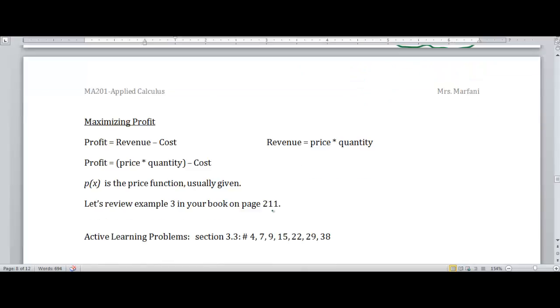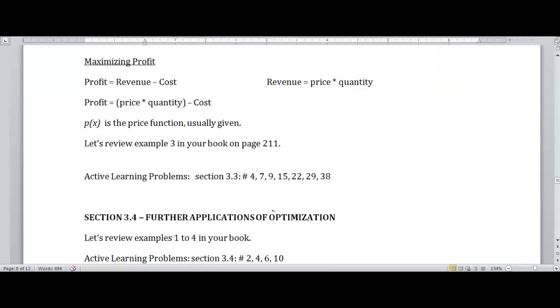Okay, let's look at maximizing profit. Okay, so profit is revenue minus cost.